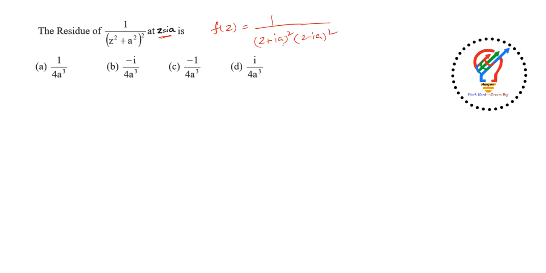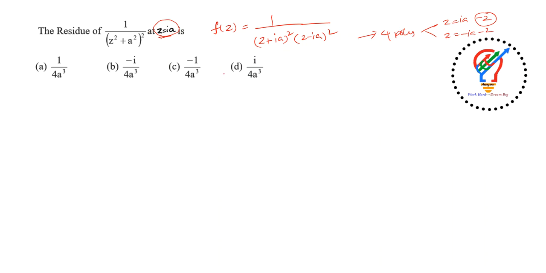Now, if you find the poles here, four poles are possible: plus ia, minus ia, plus ia, and minus ia. But in the given question, the residue is at z equal to positive ia. Among the four poles, z equal to ia is two poles, and z equal to minus ia is two poles. So they are asking about z equal to ia, which is the double pole.